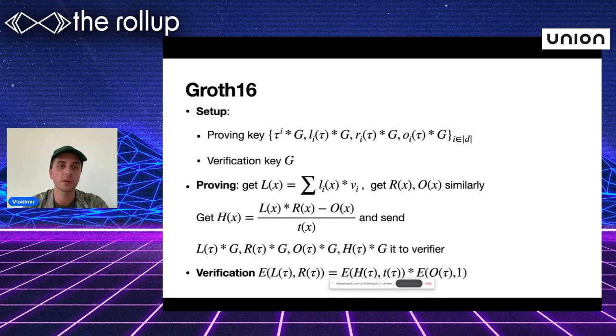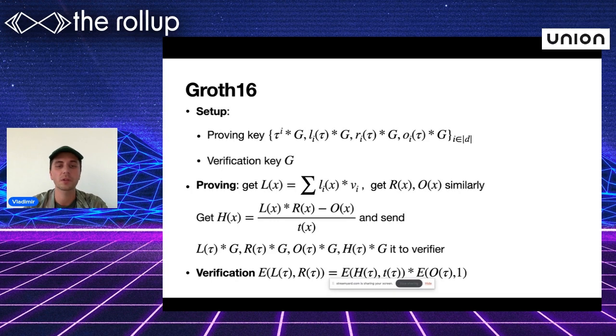Now the whole protocol is the following. We create a proving key, which is a setup step, which is the powers of tau and the encrypted evaluation of wire polynomials. And the verification key is just the generator.